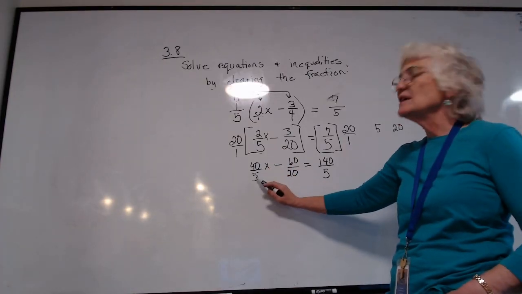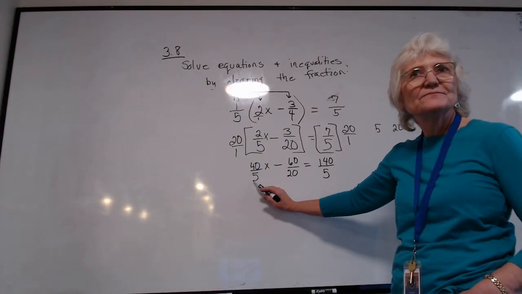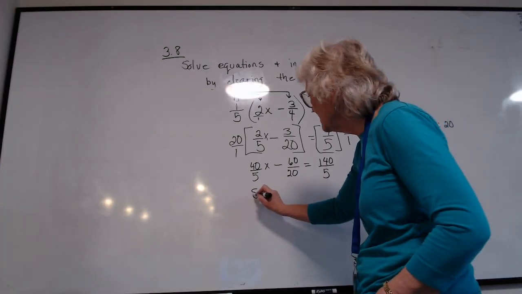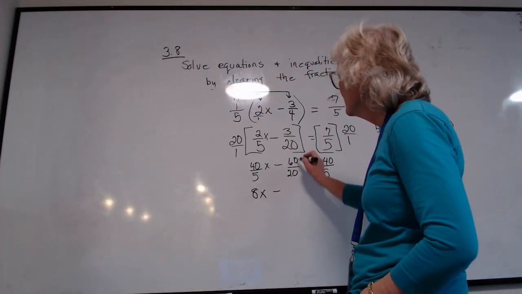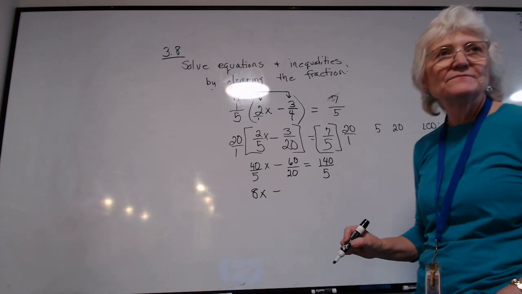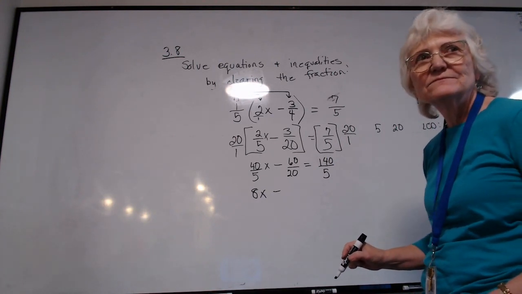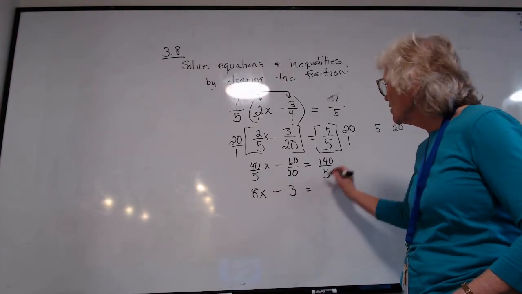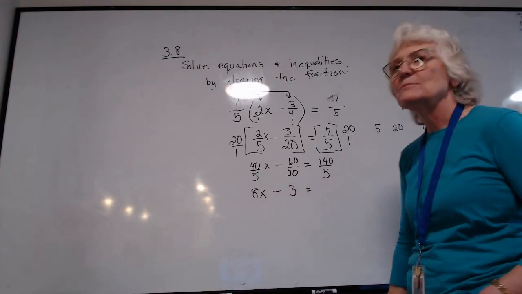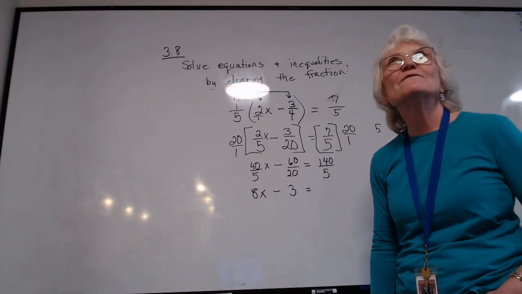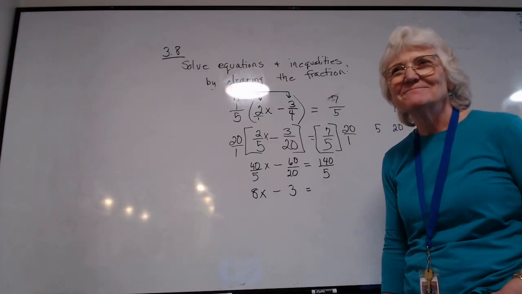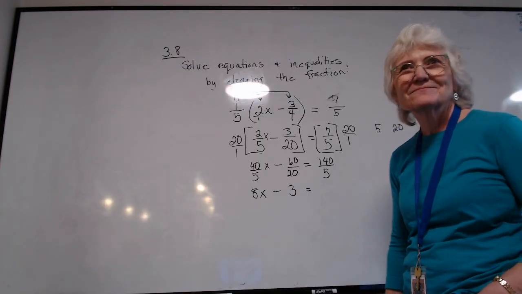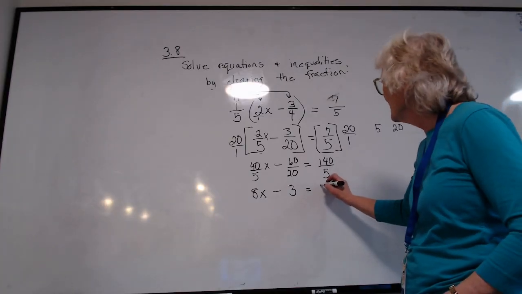What is 40 divided by 5? 8. So this is 8x. What is 60 divided by 20? 3. And this is going to be your harder one. What's 140 divided by 5? 18. Yes, it is.